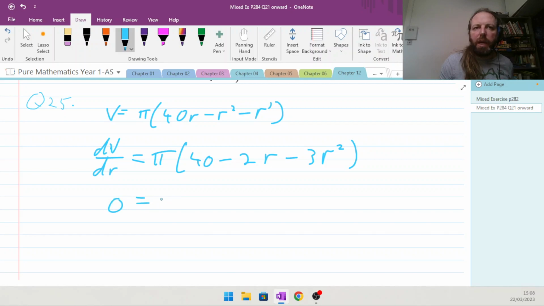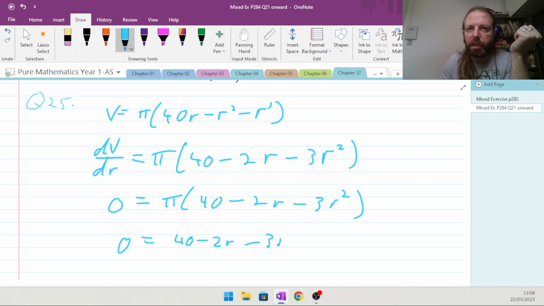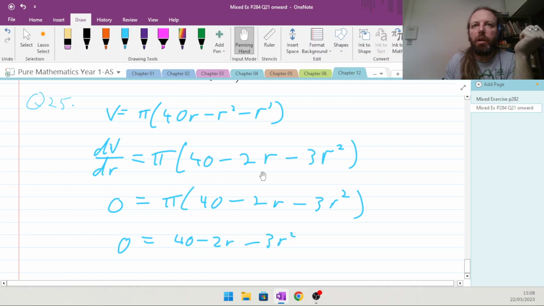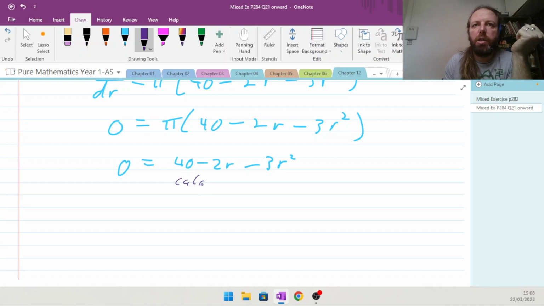And then they want to know what the value of r is when we have it in the positive. Okay, so the pi will disappear to begin with, and then we are left to solve this. And again, I'm going to go straight in. I could use the quadratic formula, but I'm just going to use a calculator to do it. Okay, because you've got the technology, so we might as well use it.